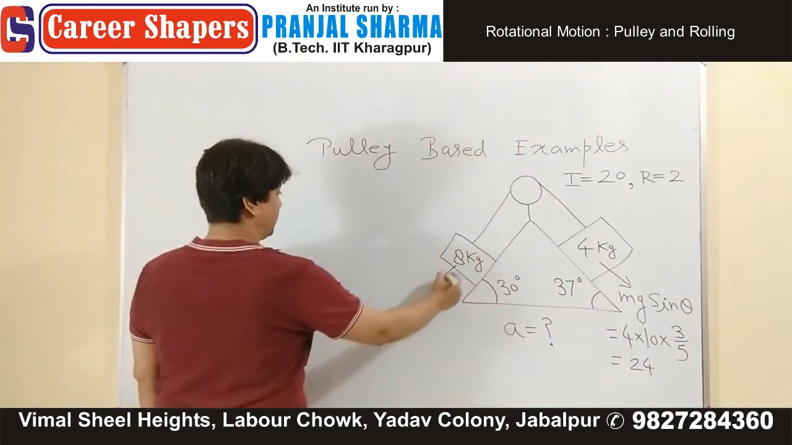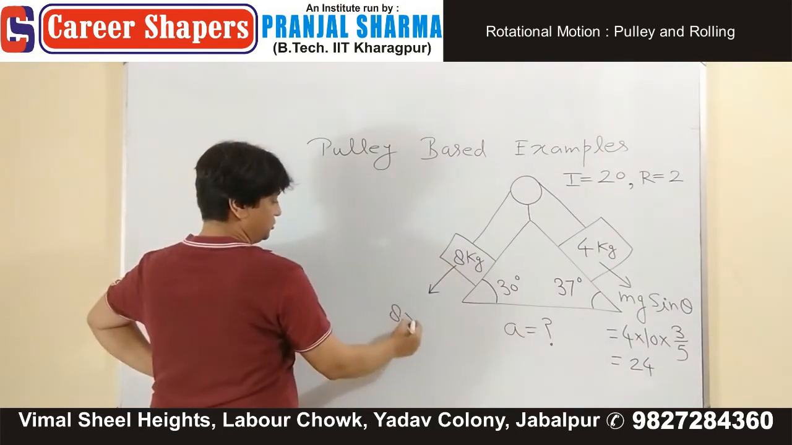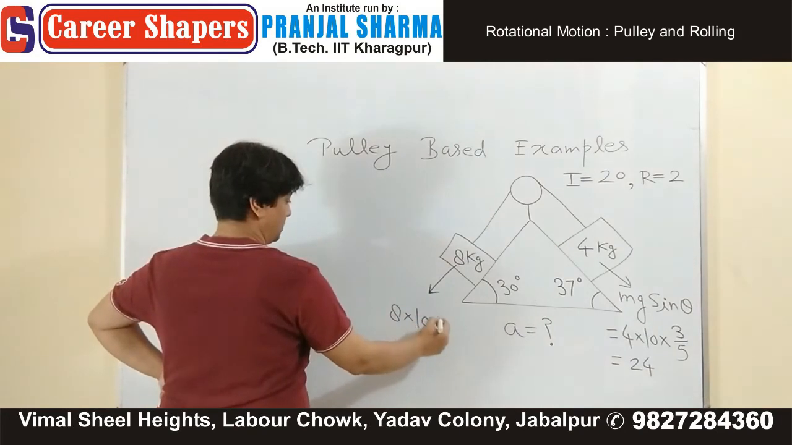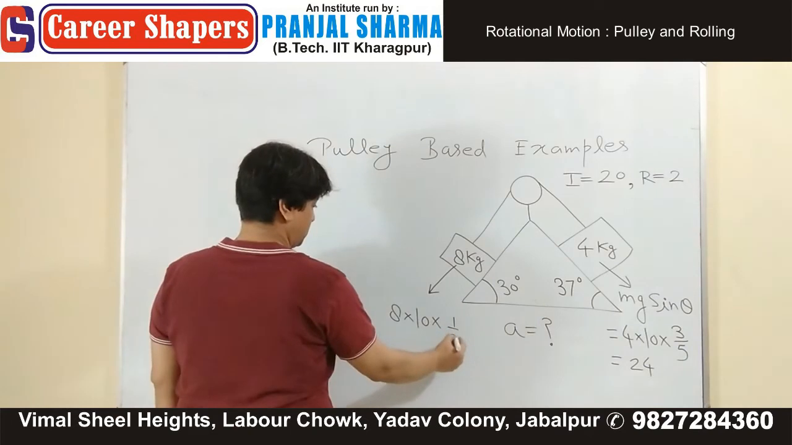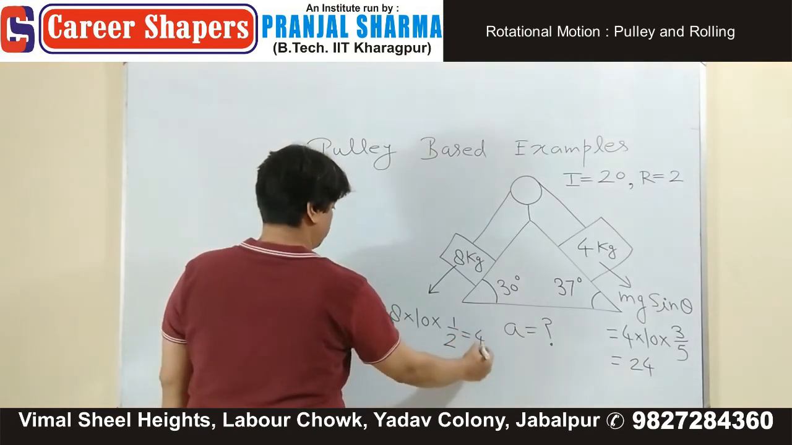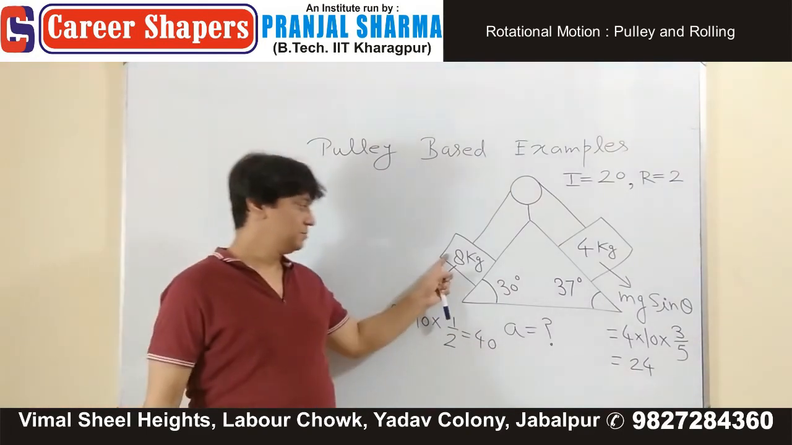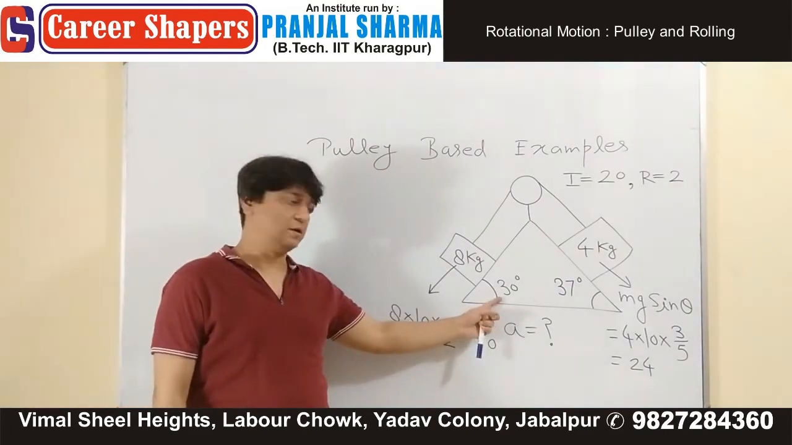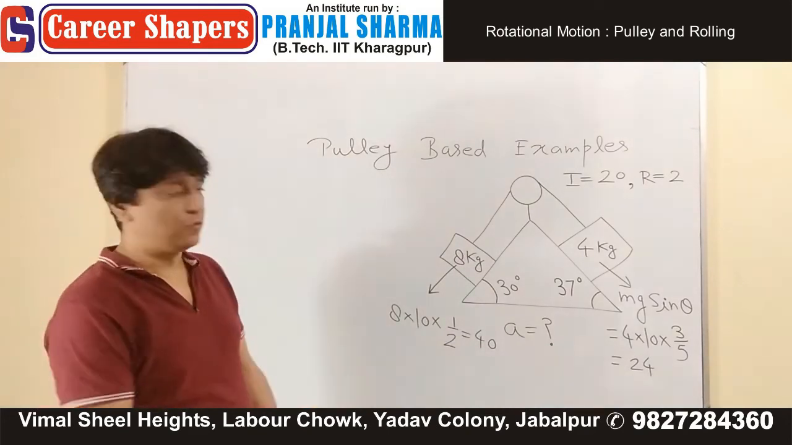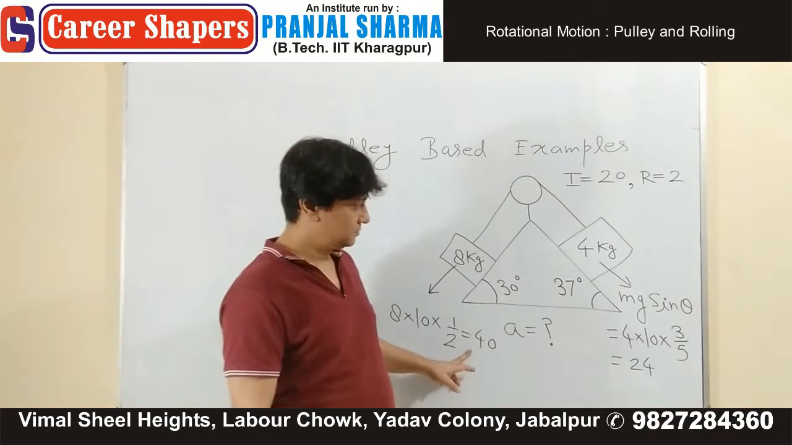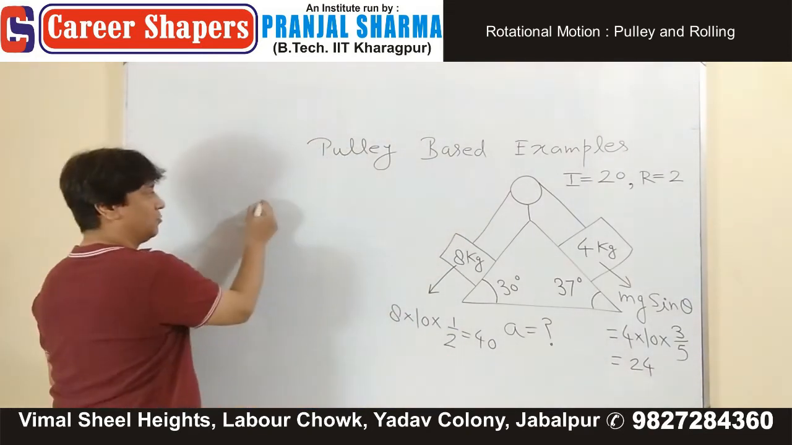What is the component in this direction? M G sine 30, which is half. This is coming 40. M G sine of this angle. So which one is the dominating force? This 40. This 40 is pulling this way. What is the acceleration?